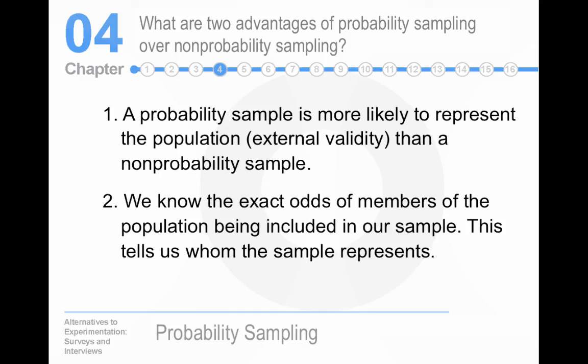What are the advantages of probability sampling? Well, random sampling tends to be high in external validity because in the long run, you approximate the population that you draw from. We'll talk about that on the next slide too.